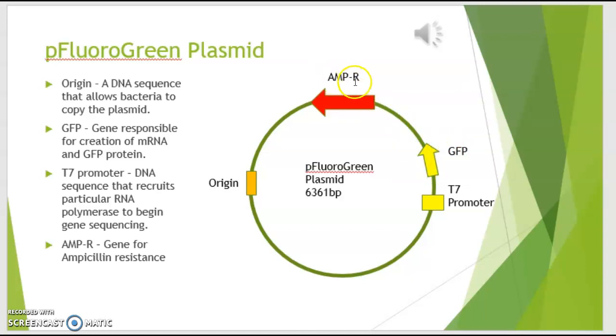And then we have the AMP resistance gene. The AMP resistance gene makes the bacteria resistant to ampicillin, an antibiotic, whenever it has this gene.